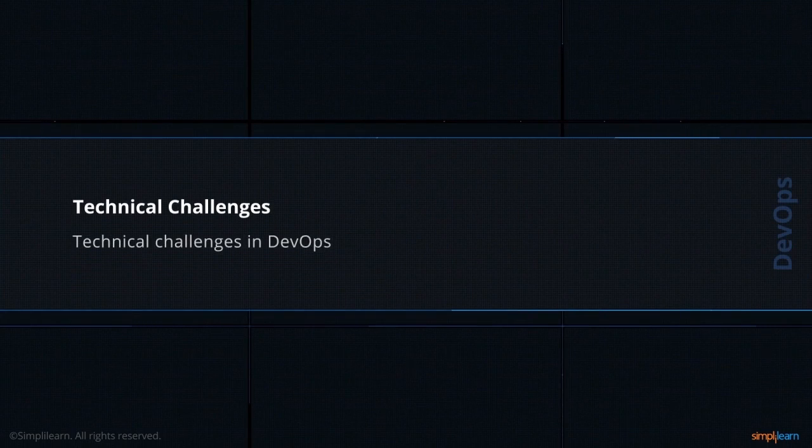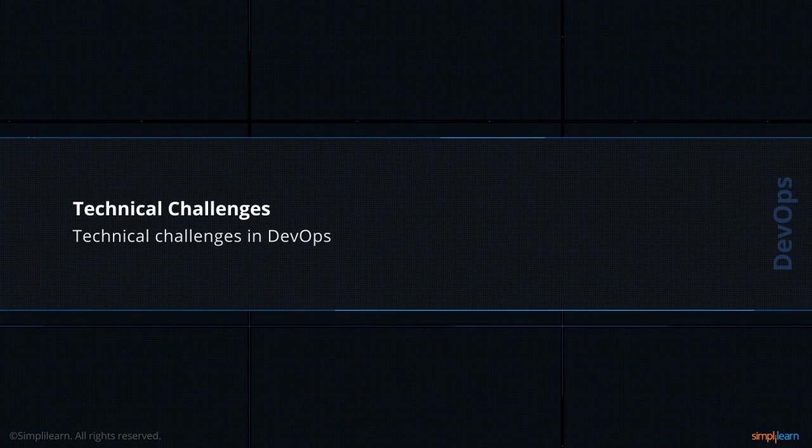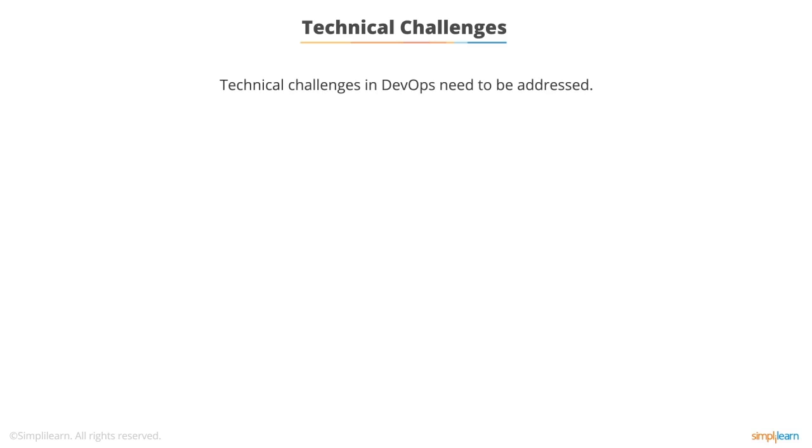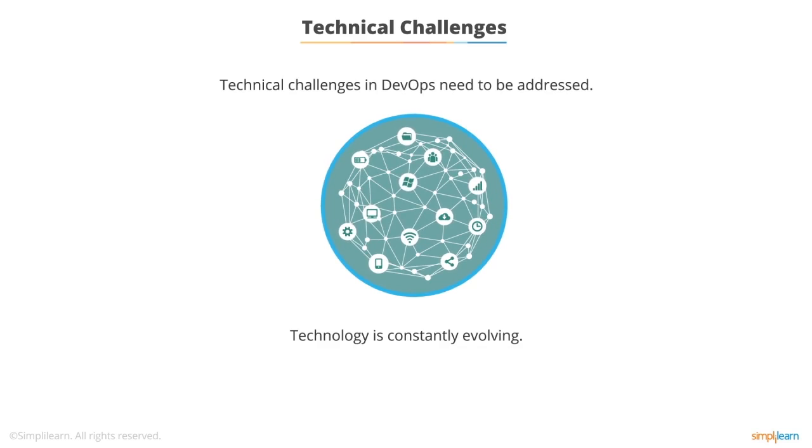Now we're going to look at the technical challenges, of which there are many, and DevOps is really here to help solve these technical challenges. So what are these challenges? Well, first of all, technology is constantly evolving. If we look at the IT world, in terms of software itself, very little has changed over the last 30-40 years. We've just got better at it. But the technology has changed dramatically.